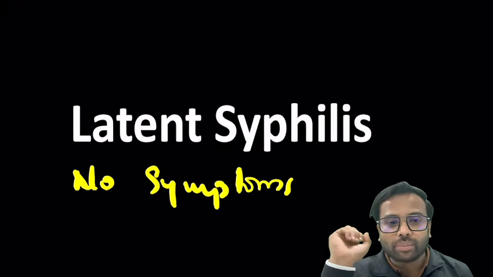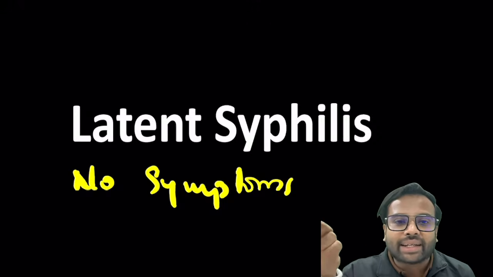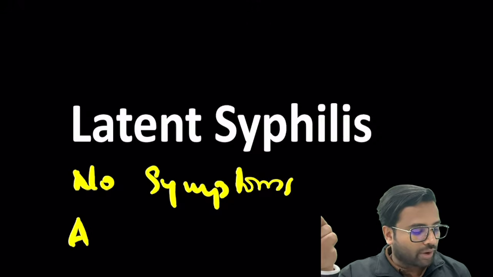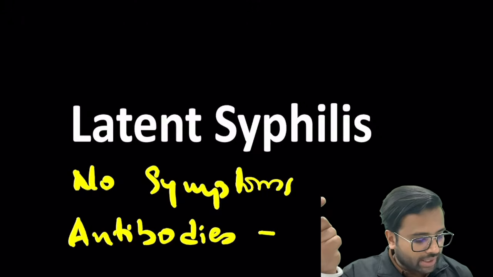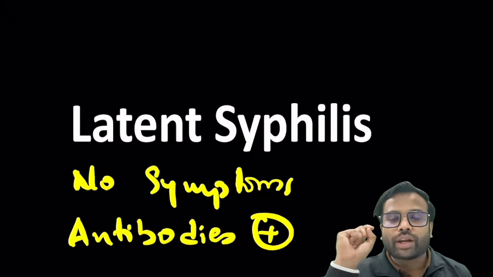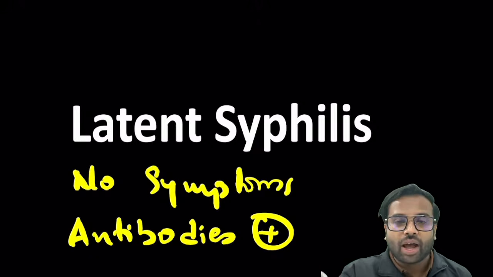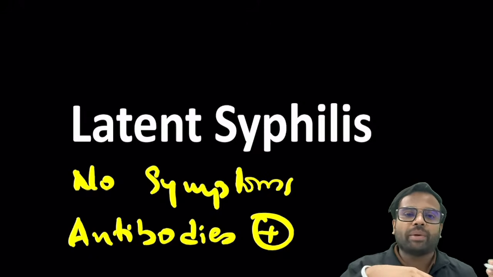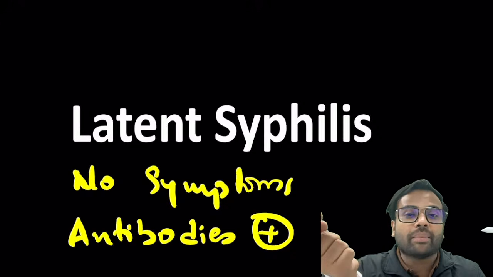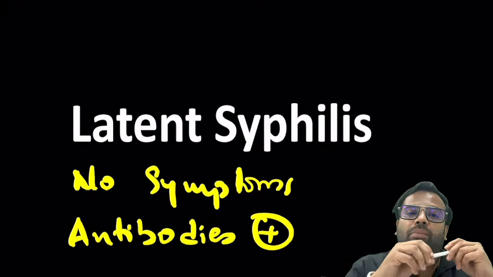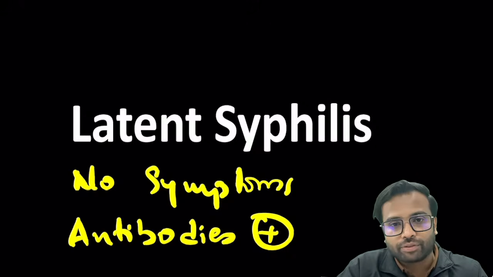So there is no symptoms here. Then what is the only thing that is present in a latent syphilis is you can find circulating antibodies in the blood. So whenever a patient of syphilis does not have any symptom, and when you try to see the blood investigations, if you are able to see circulating antibodies in the blood, this phase of syphilis is called a latent syphilis.